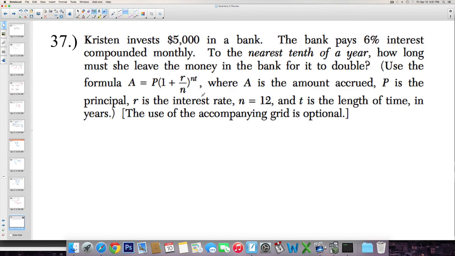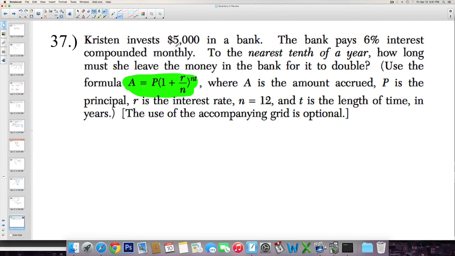We have interest, and it is compounded monthly. And what's nice is that we have the formula right here that we're using. So P represents the principal amount, R represents the rate, n is the number of times it's compounded, and it's monthly, so 12 times a year, and t is time. So really all that we have to do is substitute our values into our formula.